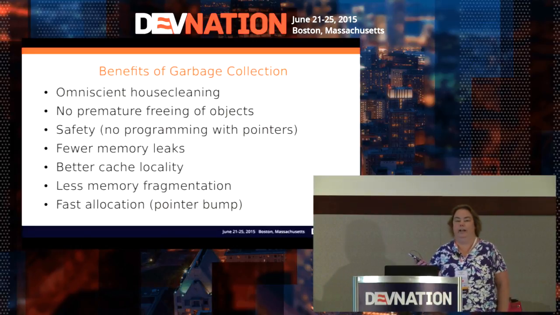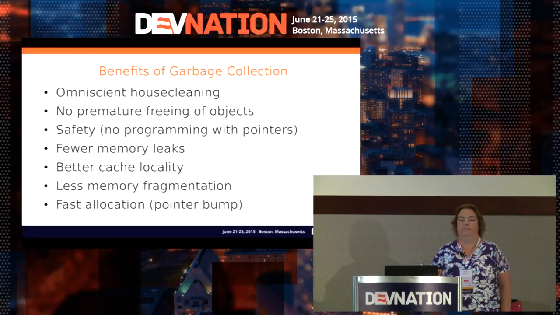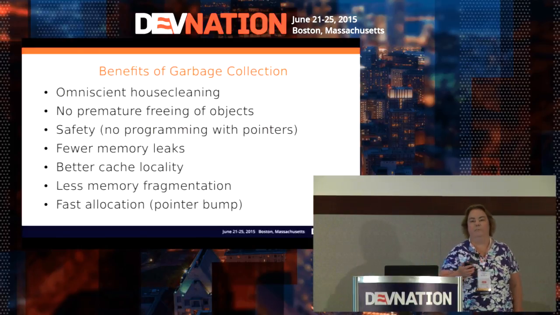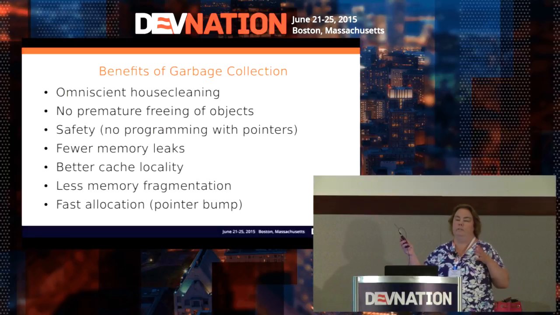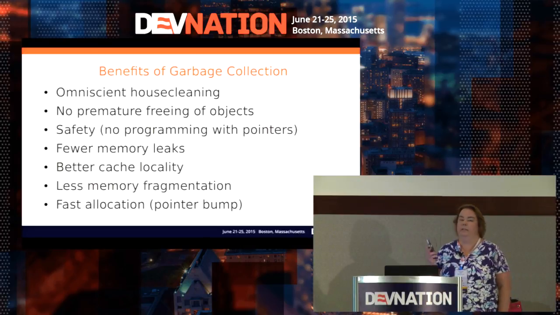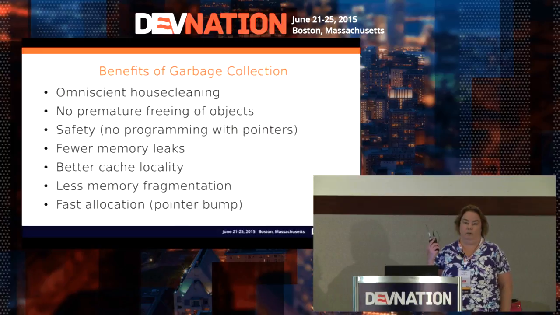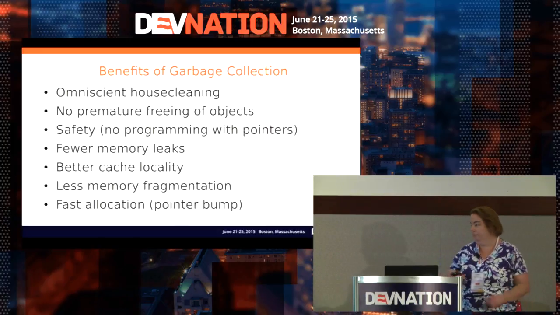Better cache locality. Because we're compacting all of our objects in the heap closer together, you're more likely to get cache hits. Less memory fragmentation. Because we're moving all of your objects to one side, we're giving you this big contiguous region that you can allocate out of. And that gives you the ability to do fast allocation, right? Pointer bump allocation makes your whole Java program run faster.